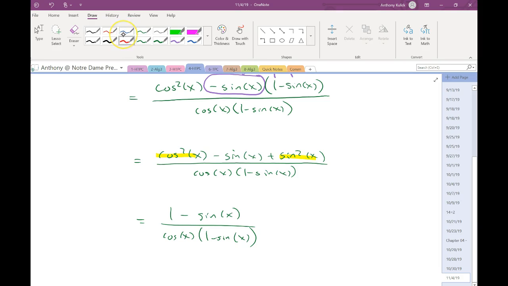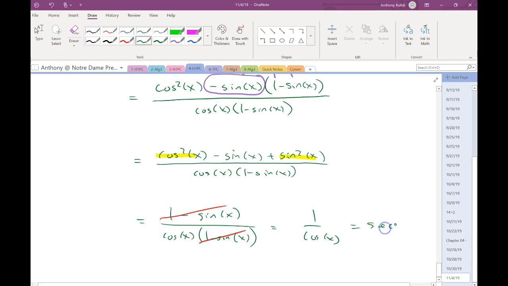Now what do you see? We can reduce, right? Good. So we're left with just 1 over cosine, which is secant. Can we do any better than that? No way, Jose. That's a single trig term. That's as good as we can do.